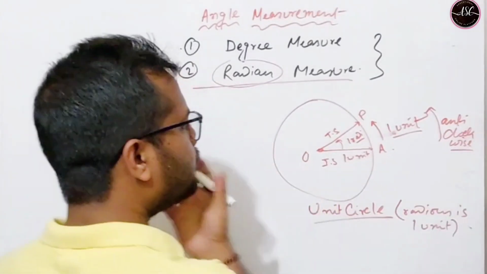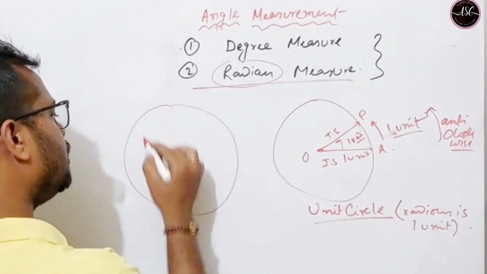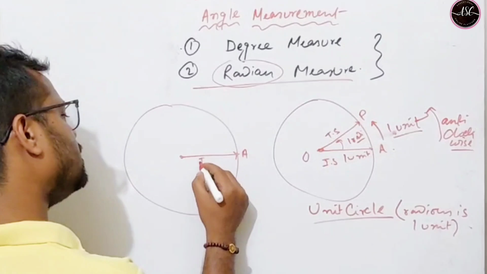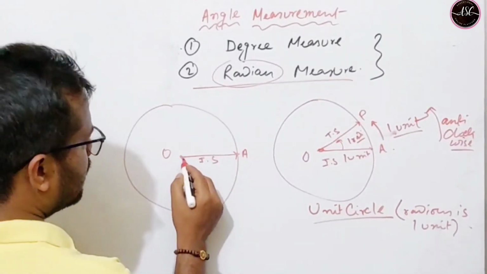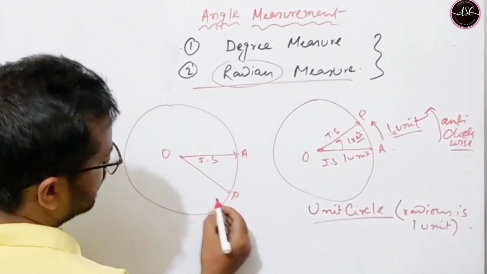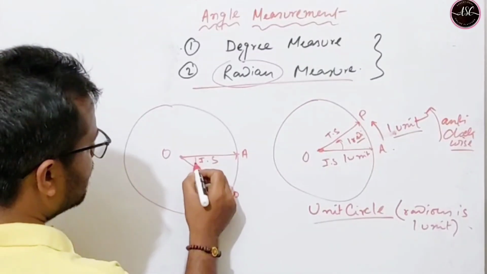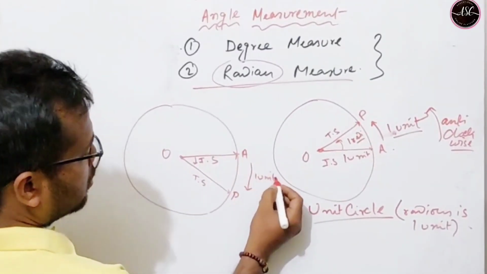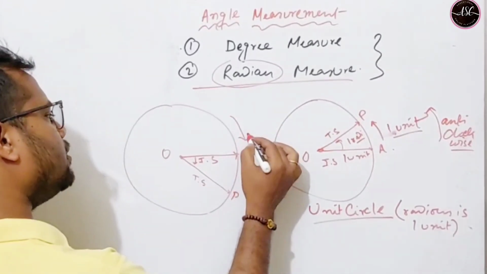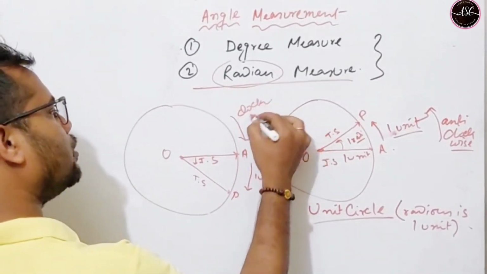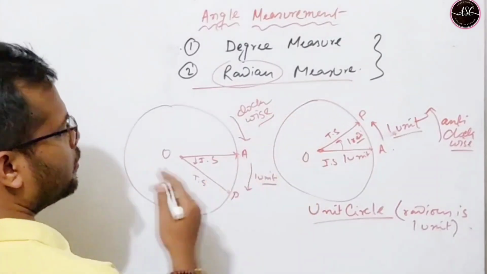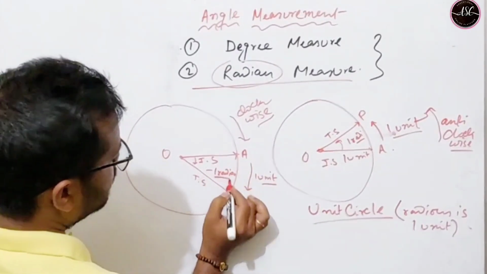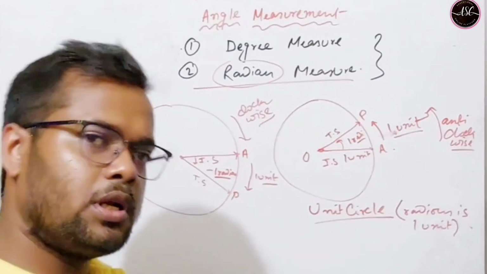If this is the OA initial side, and this is P, that means the terminal side, and this is the arc AP of 1 unit, and it rotates clockwise, then the angle will be -1 radian. Okay, is this concept clear?